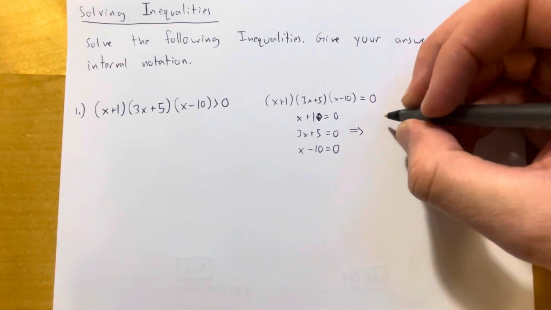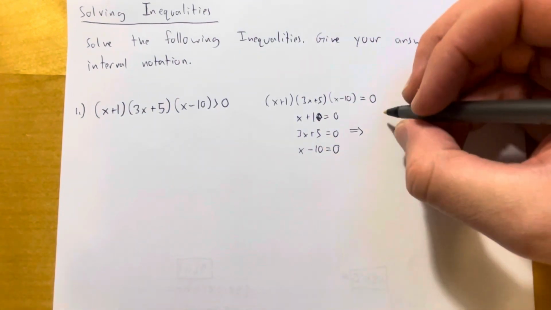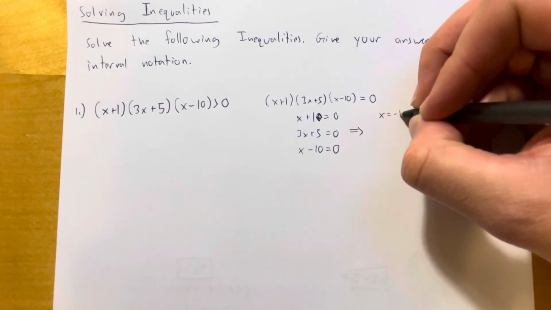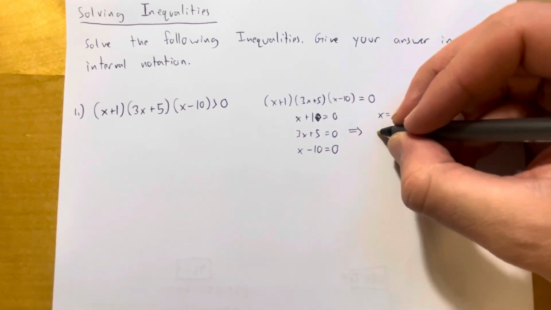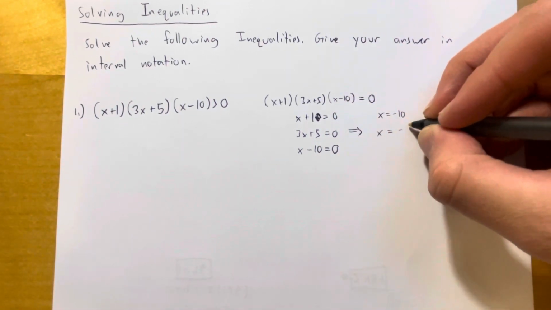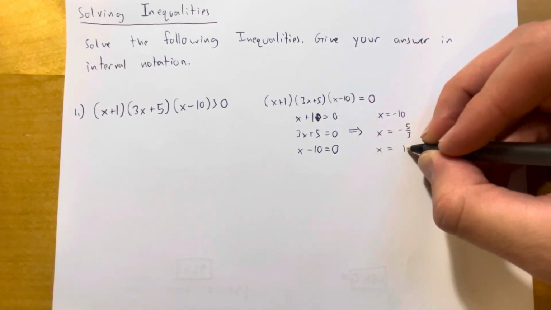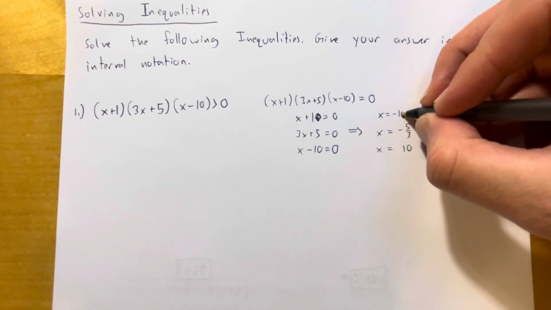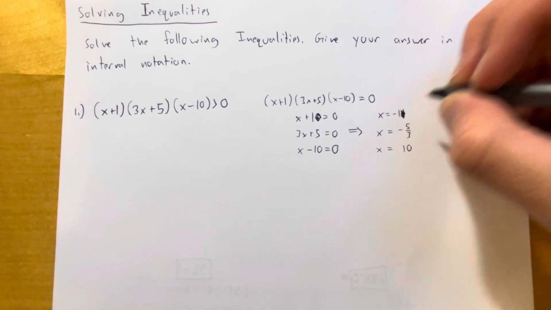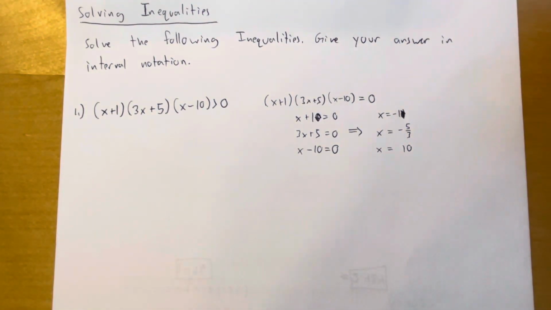And this gives me the following three solutions. x plus 1 equals 0 gives me x equals negative 1. 3x plus 5 equals 0 gives me x equals negative 5/3. And then x minus 10 equals 0 gives me x equals 10. I kept writing x plus 10 by mistake, but it should just be x plus 1.